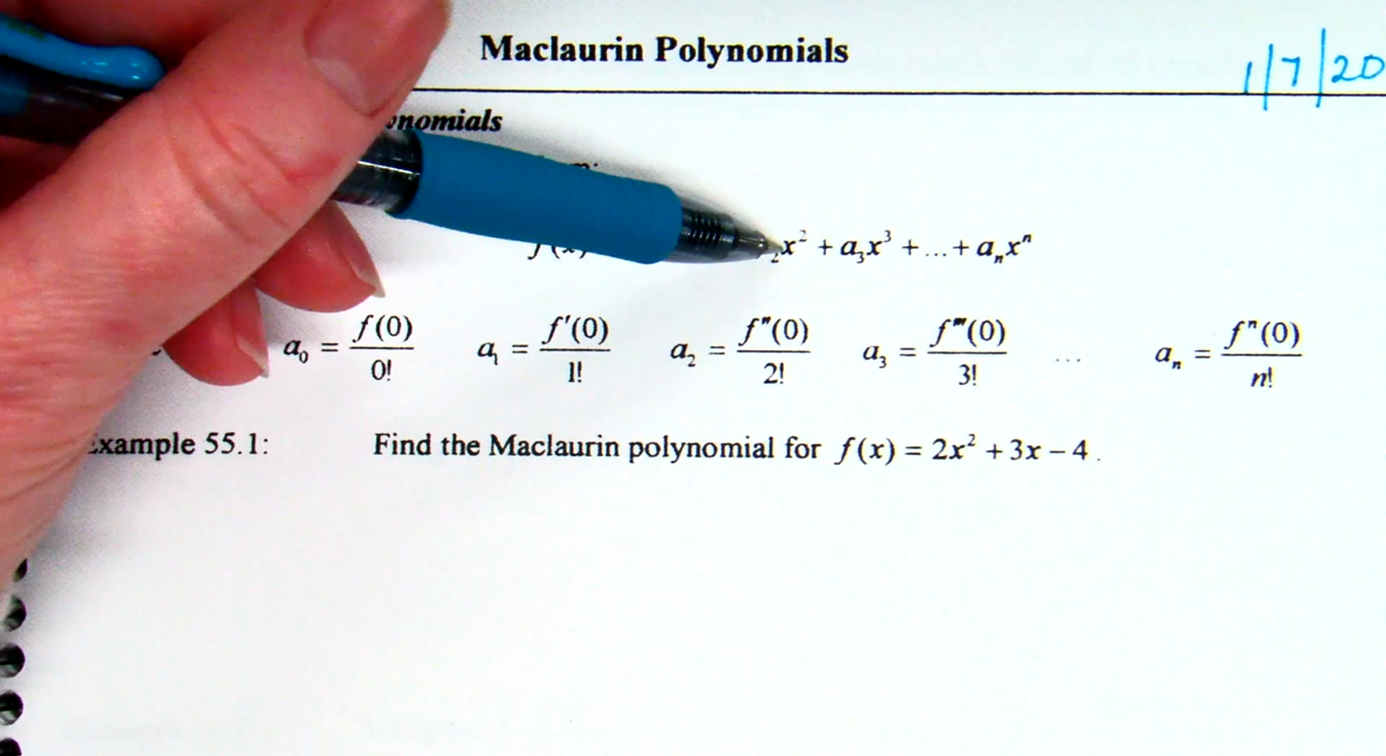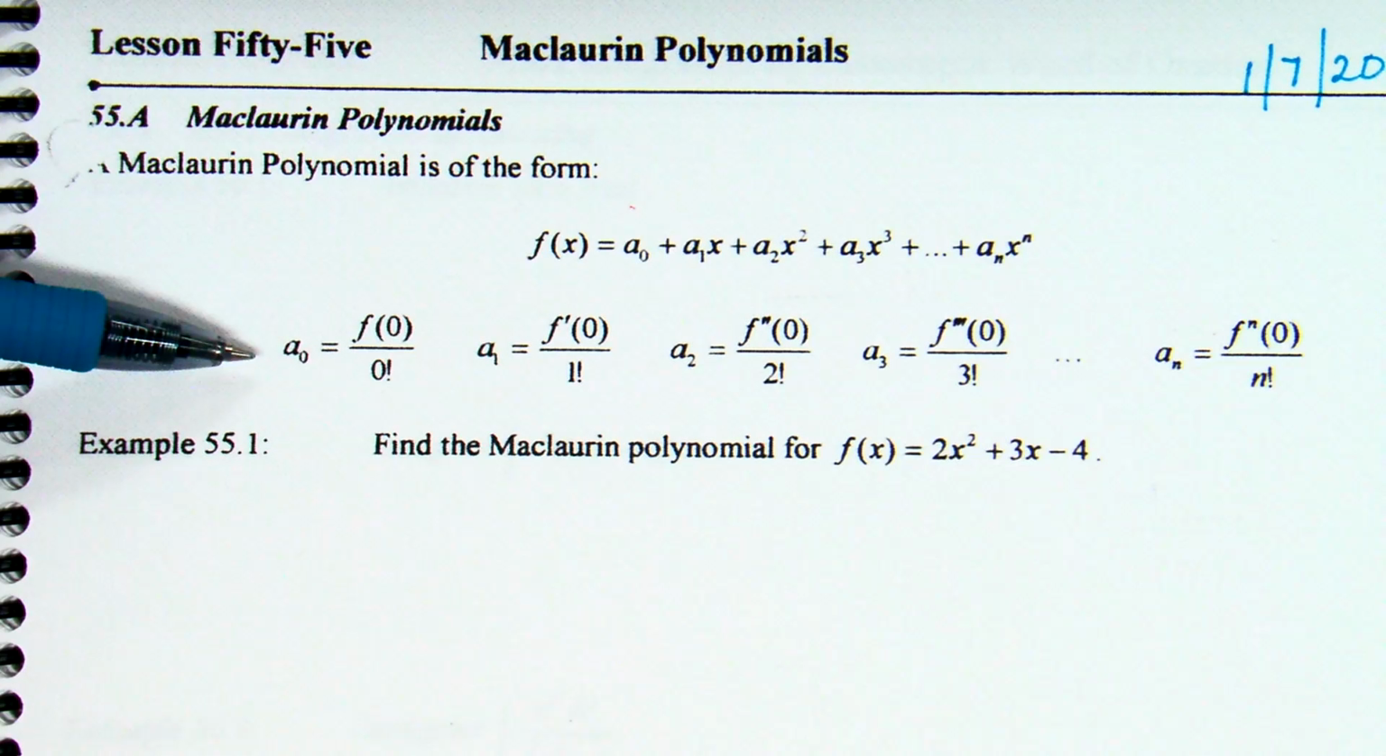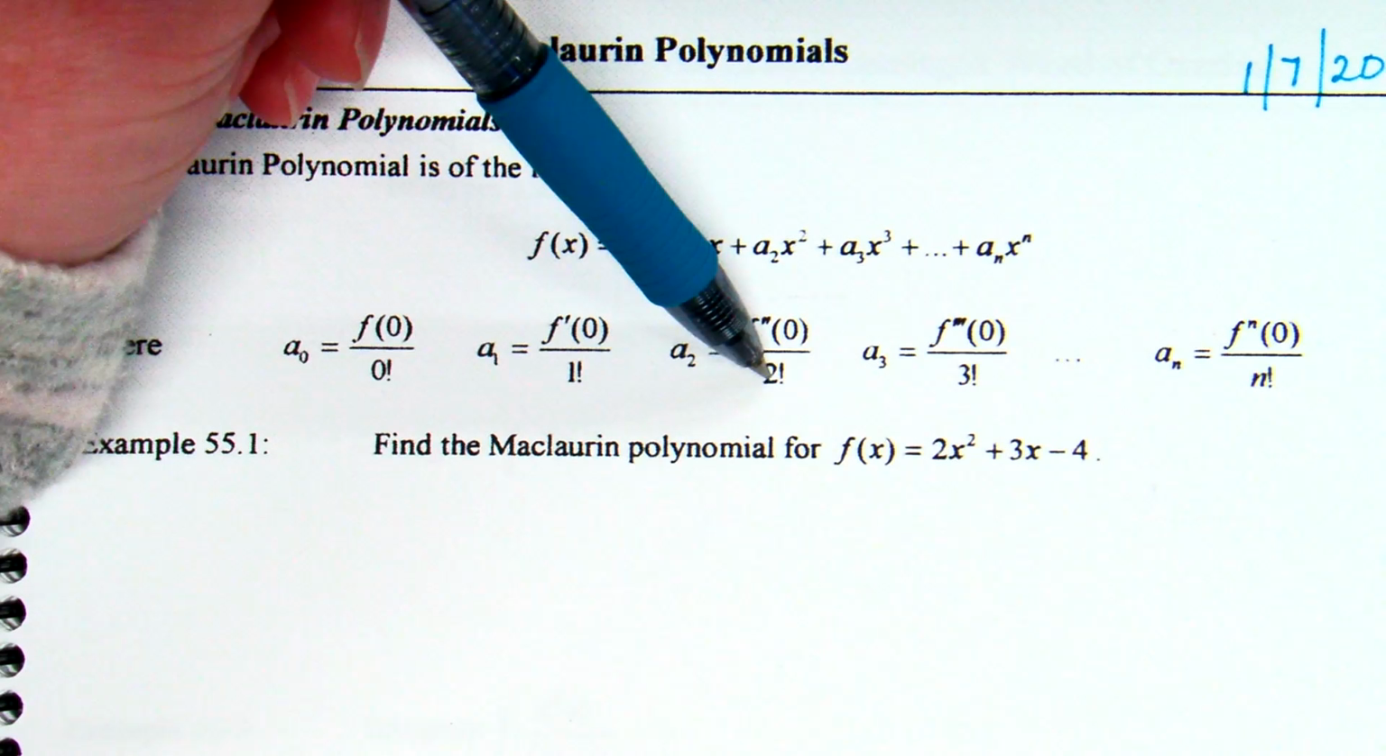Now, notice the next line. It defines a of 0, a of 1, a of 2, a of 3. In order to find a of 0, so this constant, you find f of 0 and divide by 0 factorial. In order to find a of 1, you find f prime of 0, the first derivative evaluated at 0, divided by 1 factorial. In order to find a of 2, you find the second derivative evaluated at 0 divided by 2 factorial. A of 3 is the third derivative at 0 divided by 3 factorial, and so on and so forth.